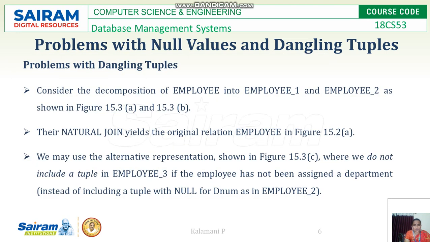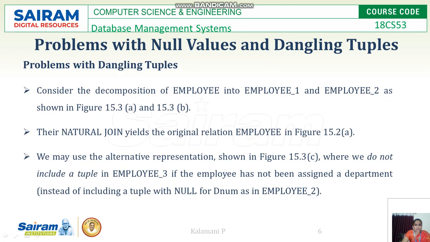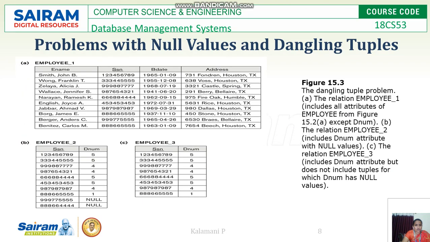Next is the problem with dangling tuples. Suppose we consider the decomposition of employee into employee 1 and employee 2. If we apply natural join on employee 1 and employee 2, we get the original relation, employee. Okay, original relation.